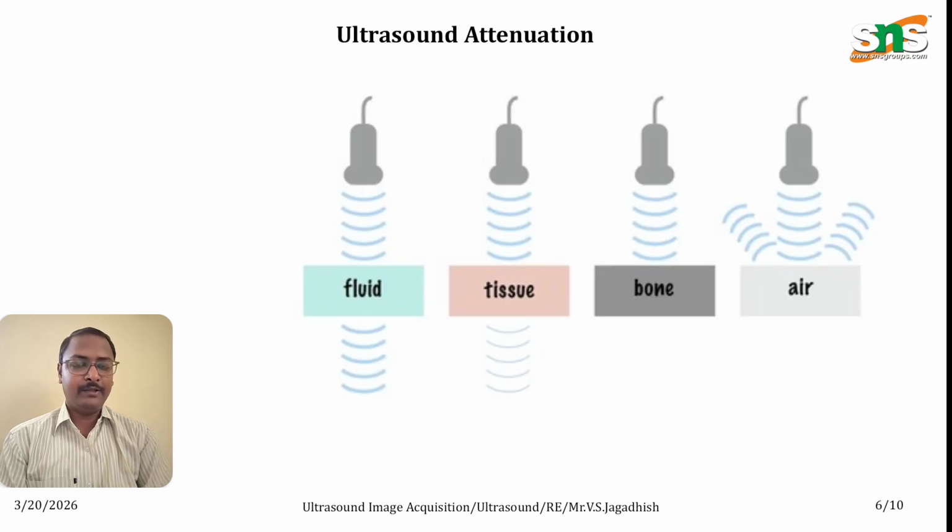To help you clearly understand where ultrasound propagation will be maximum: in fluid, ultrasound passes through like light passing through a transparent sheet of glass. In tissue we have the same kind of transmission, but a little less than in fluid. In bone, ultrasound waveforms are completely absorbed and not transmitted, and in air, ultrasound waveforms are reflected back in different directions. This is how ultrasound attenuation differs with respect to the medium in which it travels.